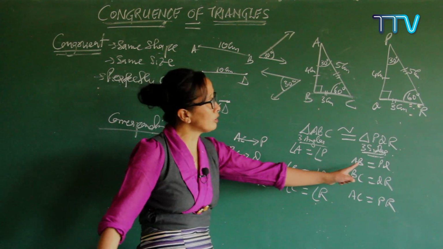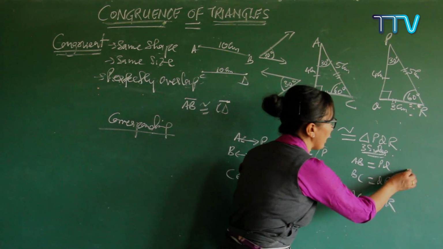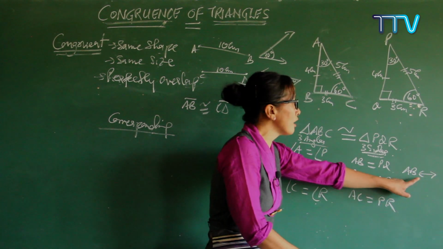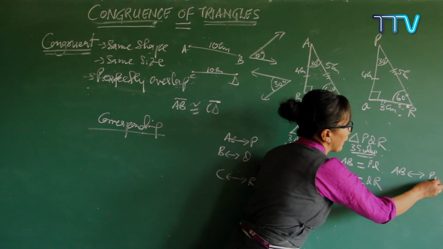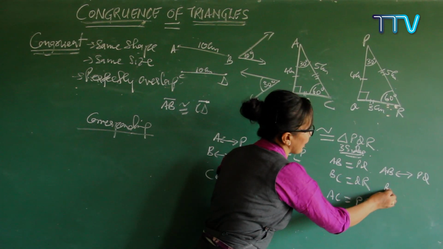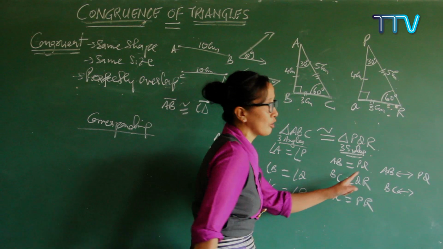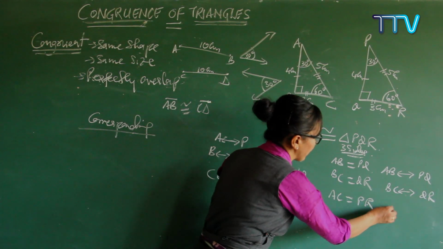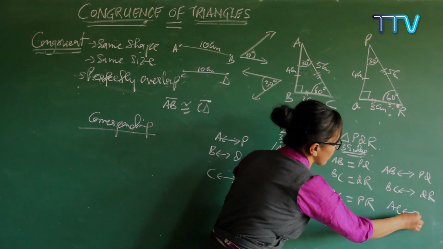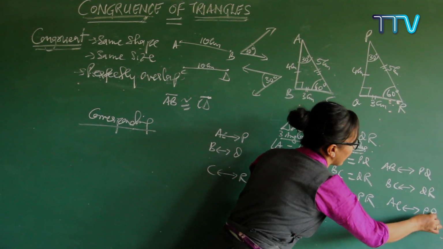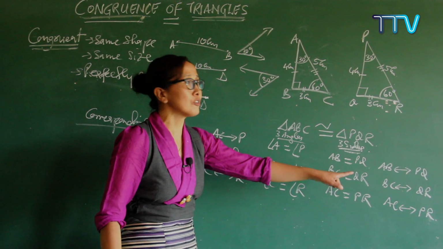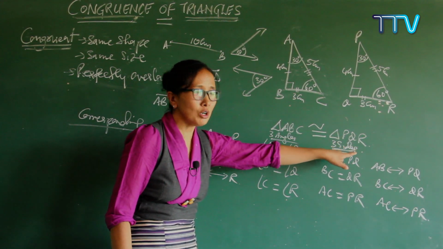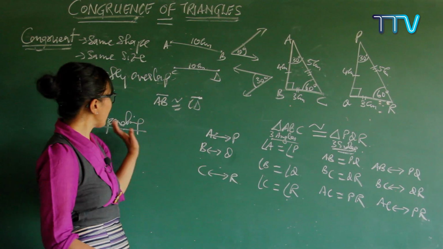Same here, all these sides correspond to each other. Line segment AB is corresponding to PQ. And line segment BC is corresponding to QR. And the last one, AC is also corresponding to PR. So you have to know this very clearly so that you can name this one. You can write this one in proper order. Understood? So you have to know what is meant by corresponding.